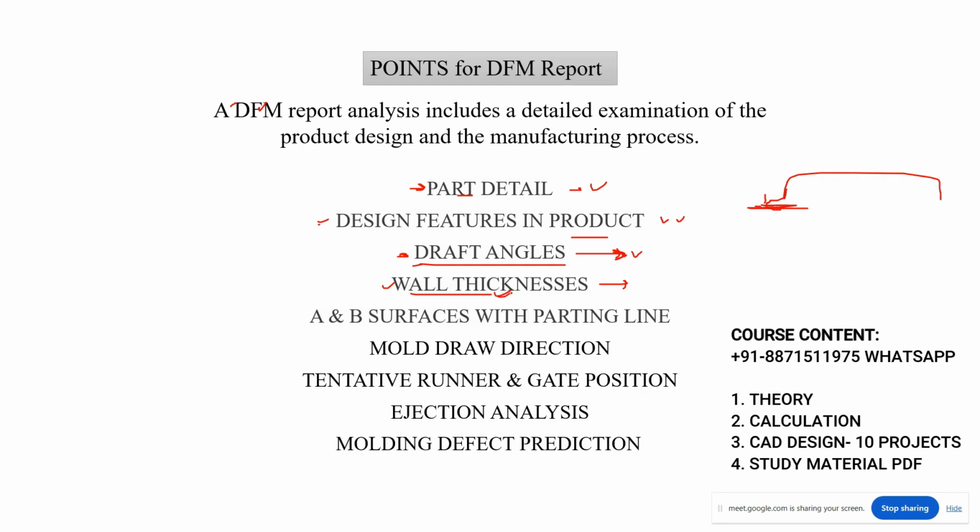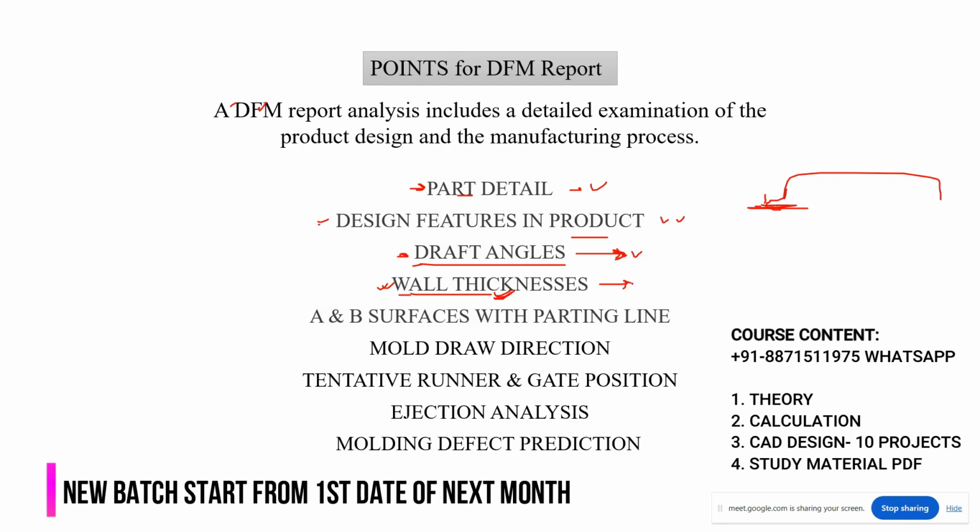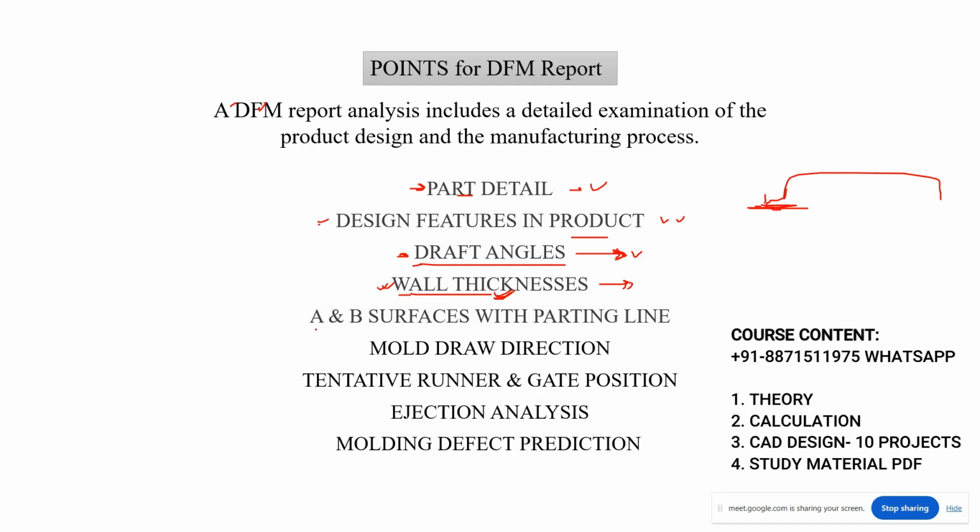Is that right or wrong? Depending upon the component application or the requirement, we will not get a constant wall thickness from the component. The wall thickness can vary, but ideally it should be uniform, right? Okay.